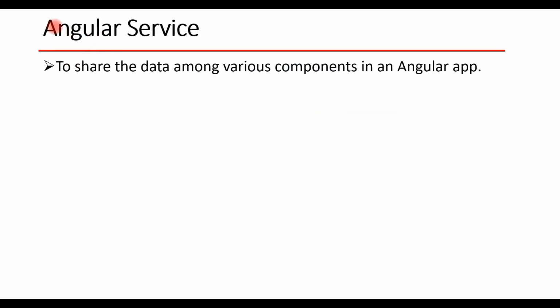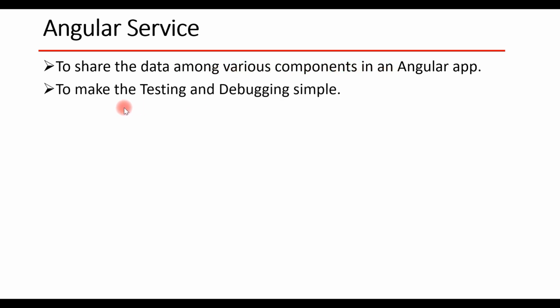We use Angular service to share the data among various components in Angular application. Sometimes we want to write a similar piece of code in various components. So instead of repeating same code in various components in Angular application, we can keep a common code in an Angular service, and we can inject that Angular service in required components so that we can reuse the same code. So to achieve this, we can use Angular service.